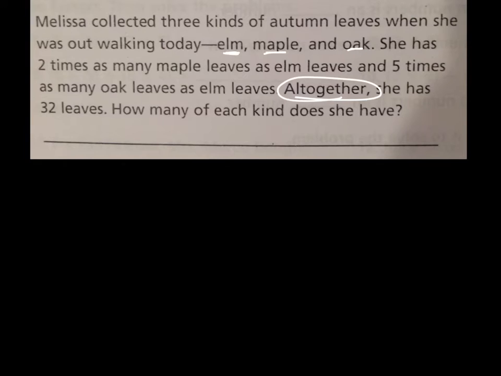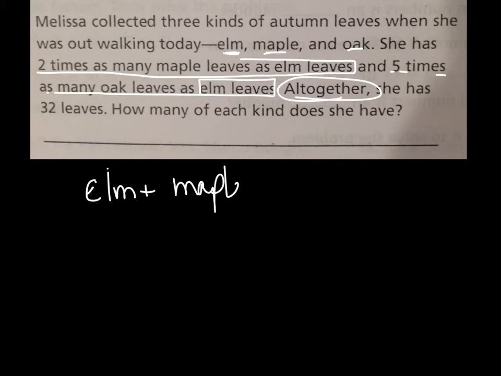So this is a confusing problem. We just have to slow it down and take it apart. She has 2 times as many maple leaves as elm leaves. She has 5 times as many oak leaves as elm leaves. So elm is the smallest. And basically what we want to look at here is that elm plus maple plus oak is my total.